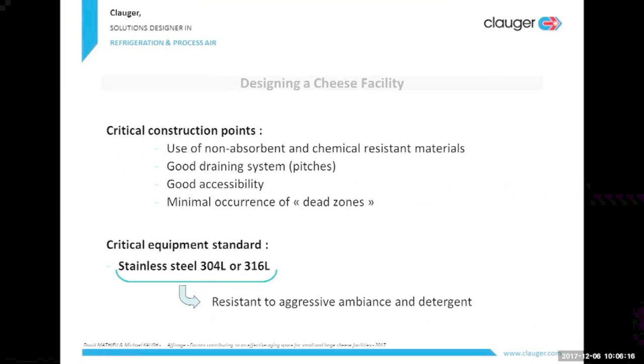For the equipment, the standard is to use stainless steel, of course, 304, or 316 L when there is a salting process or brine. It's resistant to aggressive ambience and detergent.